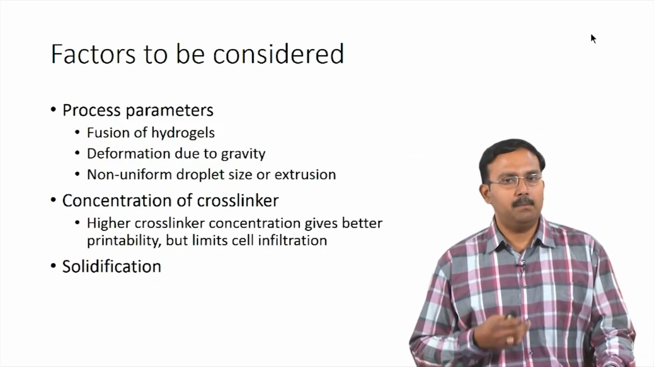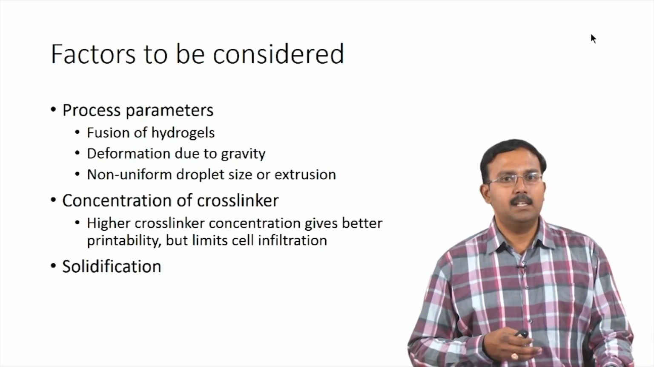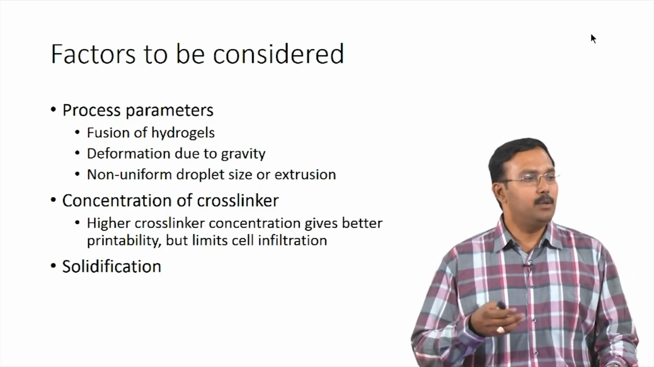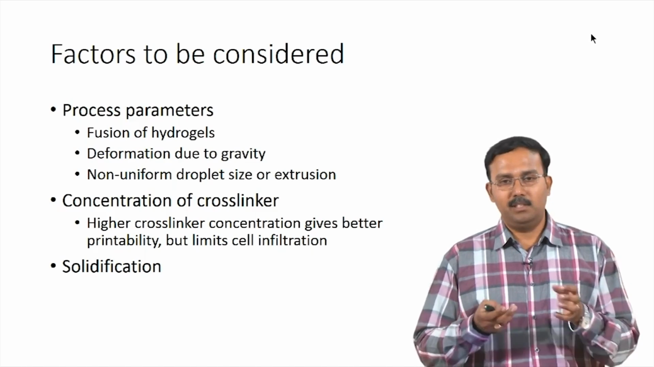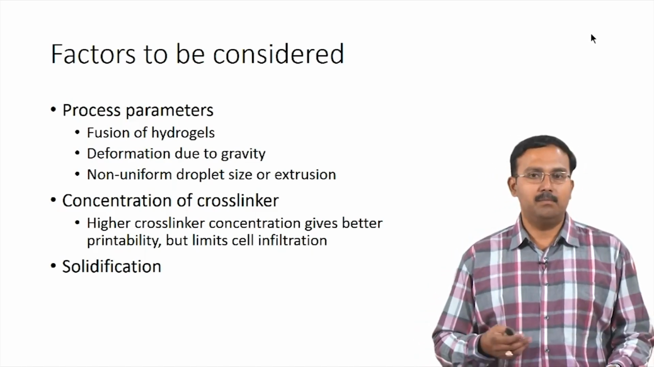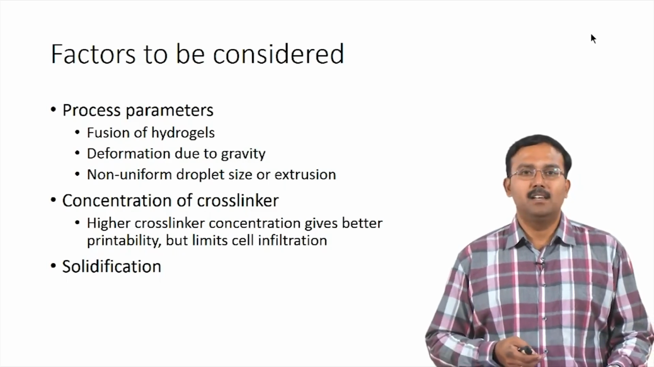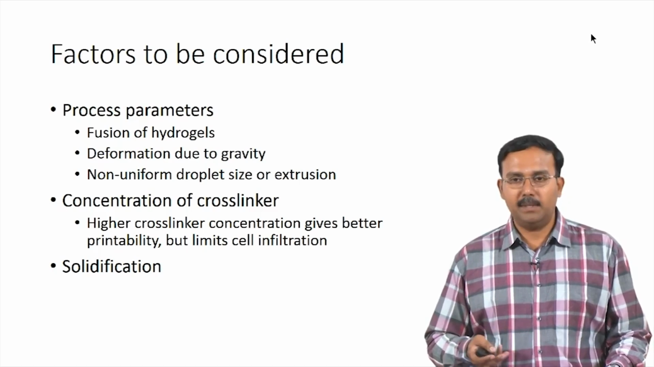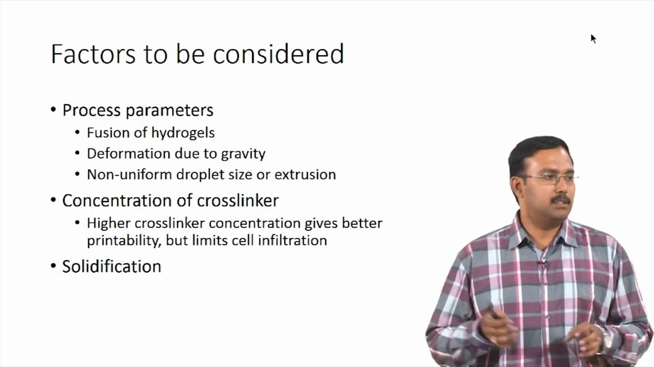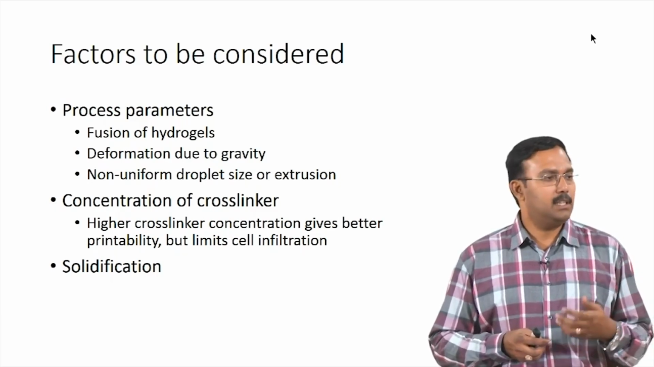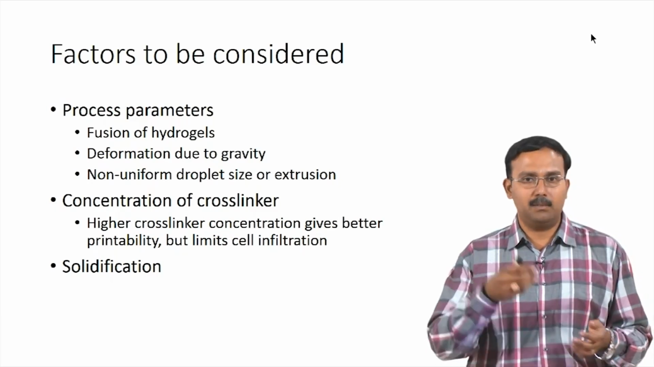Some of the process parameters that need to be considered are the fusion of the hydrogels while it is being printed, and deformation due to gravity. If you are going to print a 3D structure, it should not collapse, and it is quite possible that happens. Non-uniform droplet size or extrusion can happen because of how the process is being taken care of, and the concentration of crosslinker will also play a role in some of these properties.